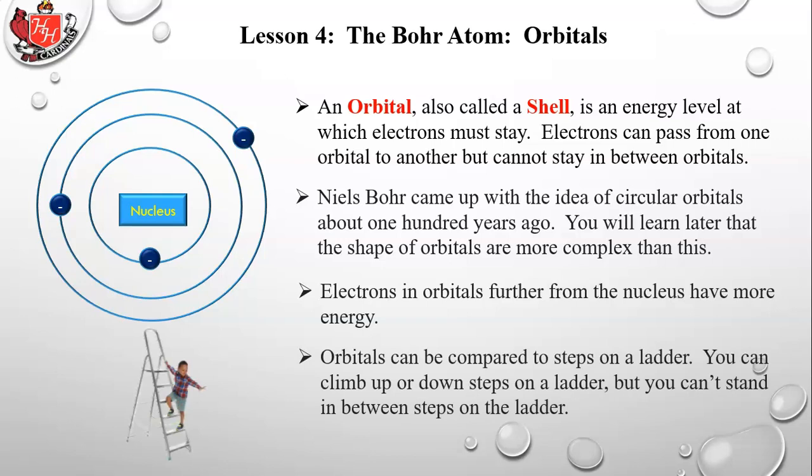Orbitals can be compared to steps on a ladder. You can climb up or down steps on a ladder, but you can't stand in between steps on a ladder. So yeah, that's a good analogy. If you try to step halfway between one step and the other, your foot will just fall back down to the first step, to the lower step. So think of it like steps on a ladder, those different discrete energy levels.